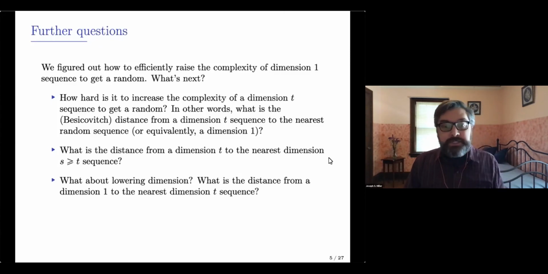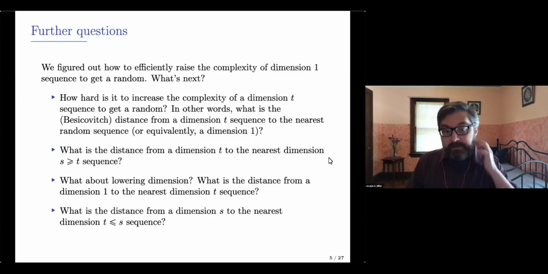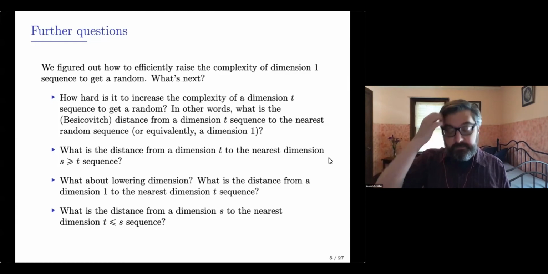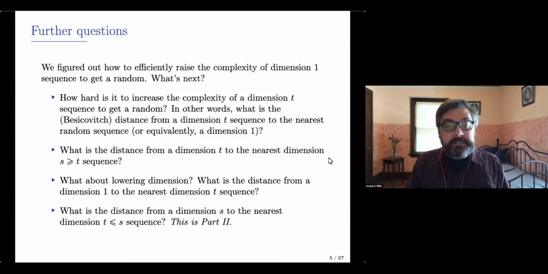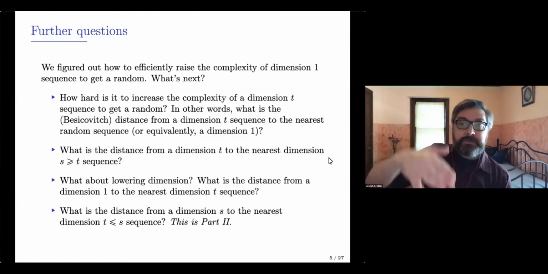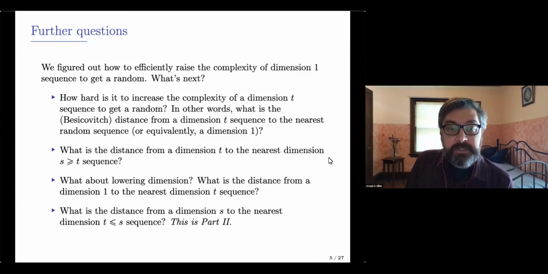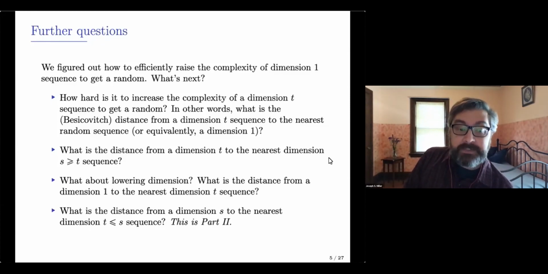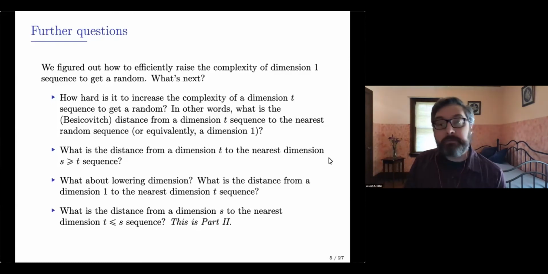What about lowering dimension? The distance from a dimension 1 to the nearest dimension t. And finally, from dimension s to dimension t, lowering dimension in more generality. And that last question is part 2. These first 3 questions were answered in the 2018 paper, and I'll talk about those answers. The last one is what was left open in that paper, and I'll talk about why there's an extra obstacle there.